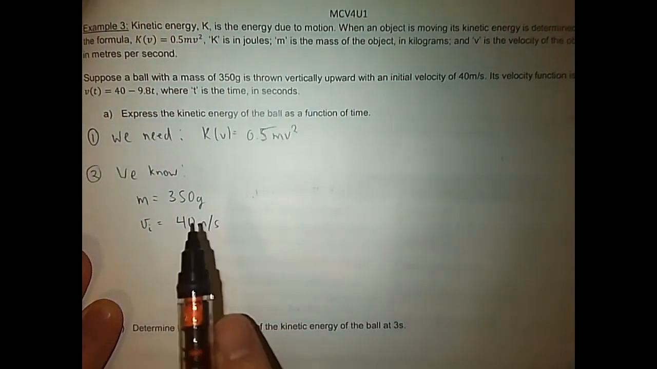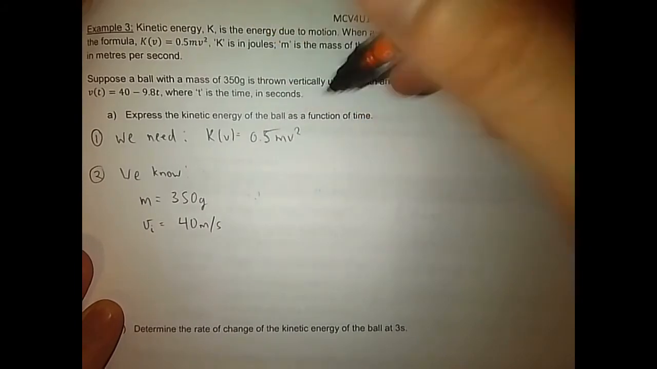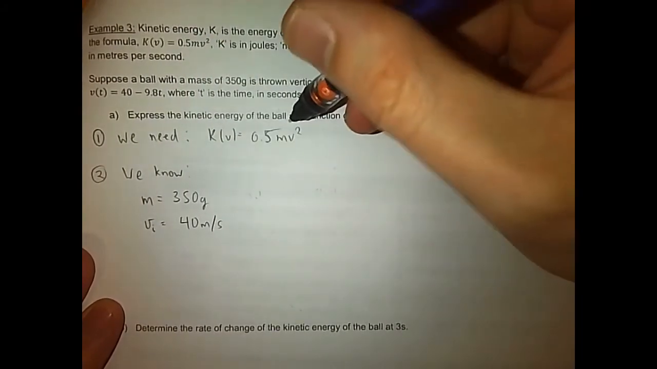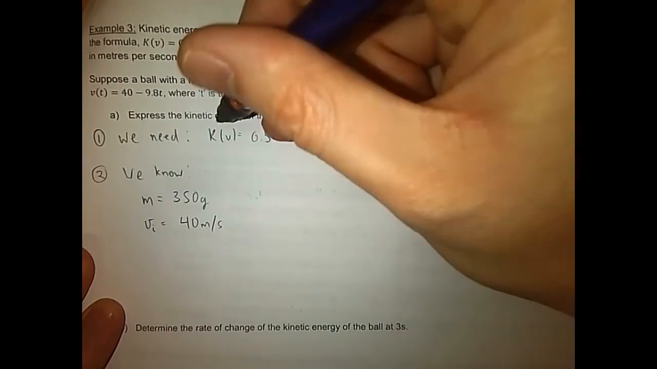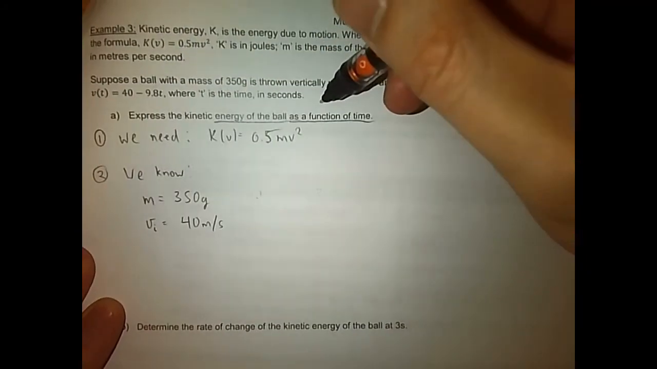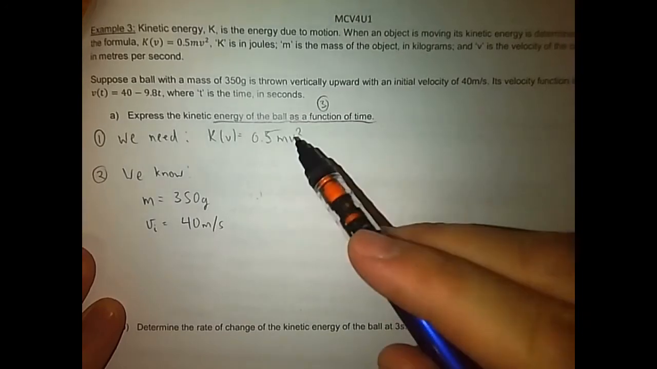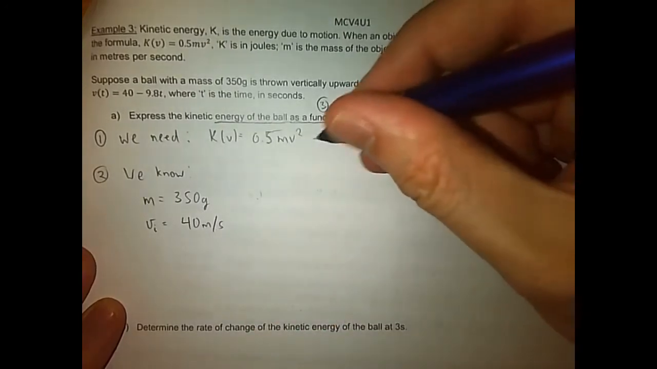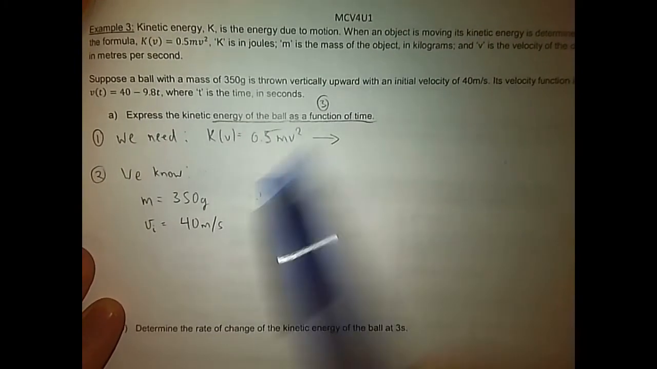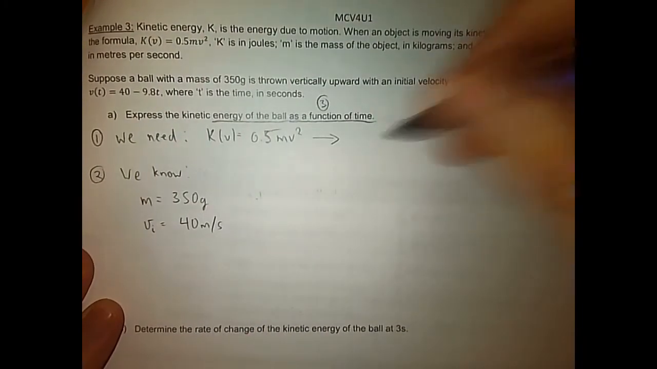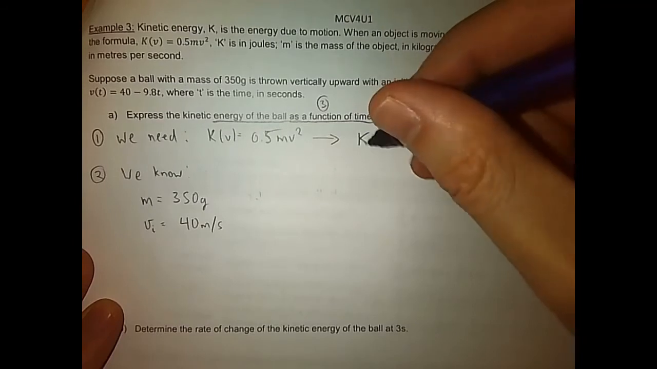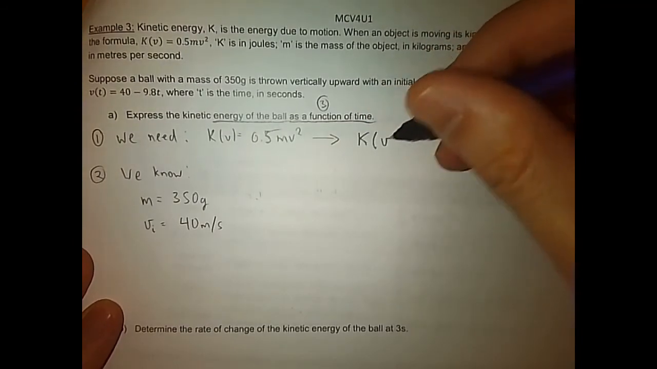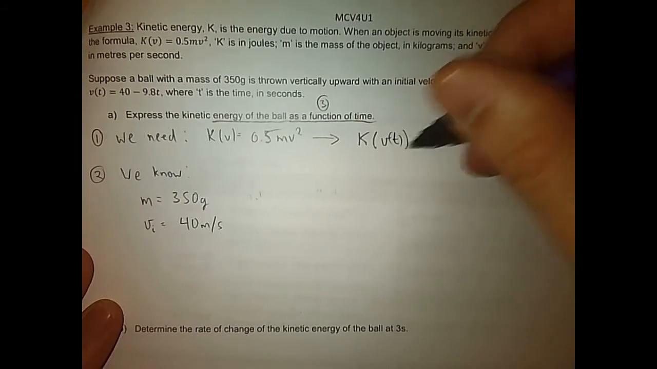So what we need to do for this question is show the kinetic energy of the ball. Well, here's the kinetic energy, but as a function of time. We know these, but we're ultimately trying to find this. So how does my equation change then? Well, if this is my energy equation, I can now write this as a function of time, in terms of velocity over time.